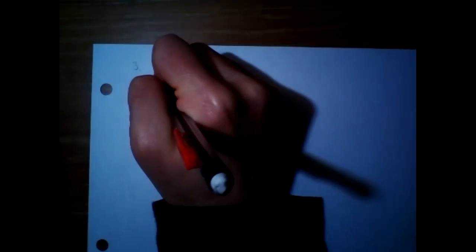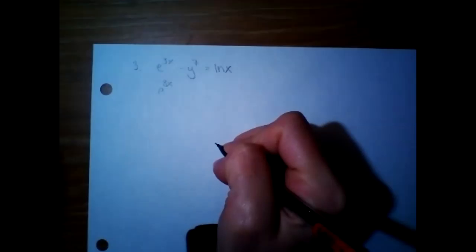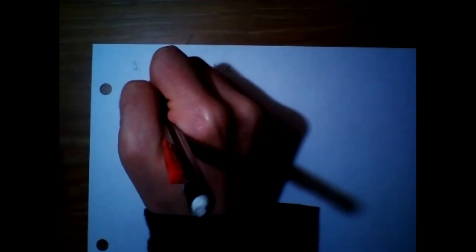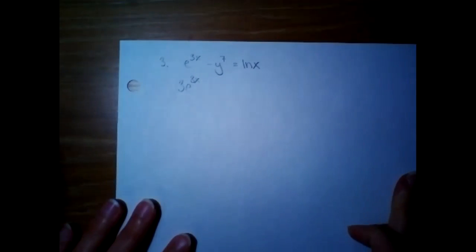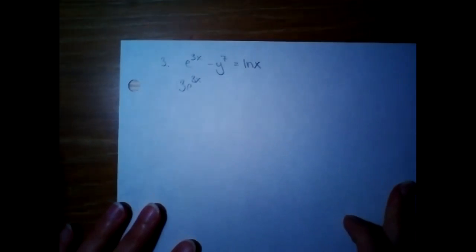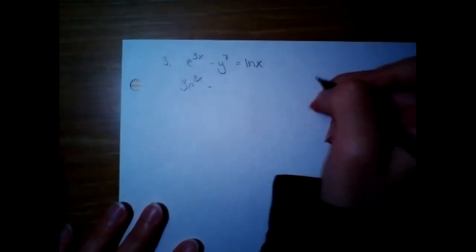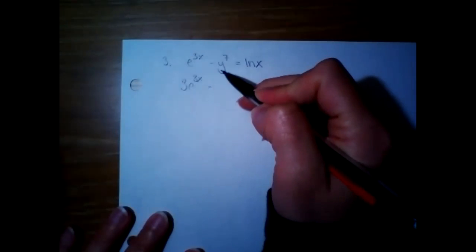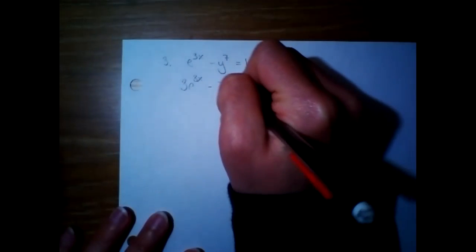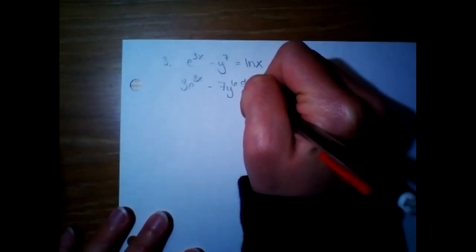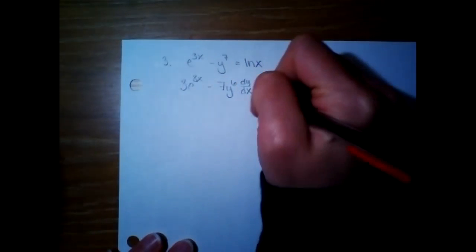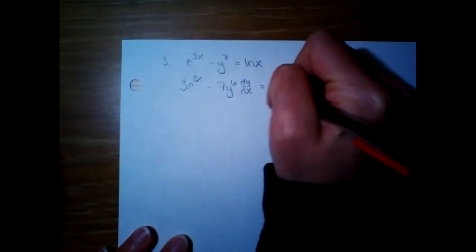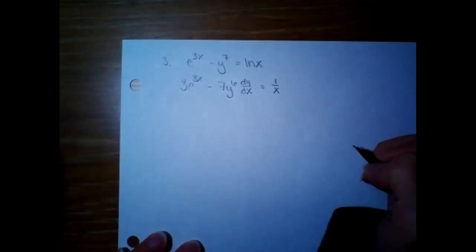Okay. So just find dy dx. For the first term, the exponential derivative is itself, so it'll just be e to the 3x. And then we're going to chain on the derivative of 3x, which is a 3. So it'll be 3e to the 3x. Minus, and then the derivative of y to the 7th. That'll be 7y to the 6th dy dx. And then the derivative of ln of x is 1 over x.